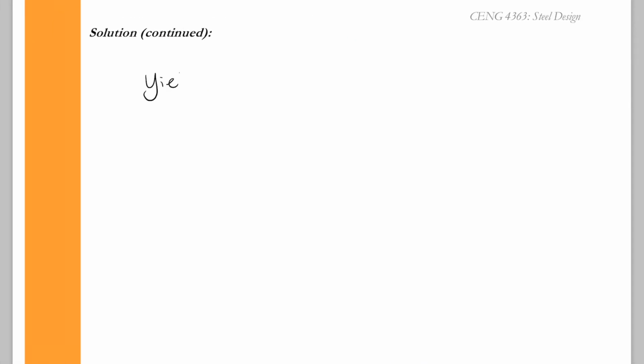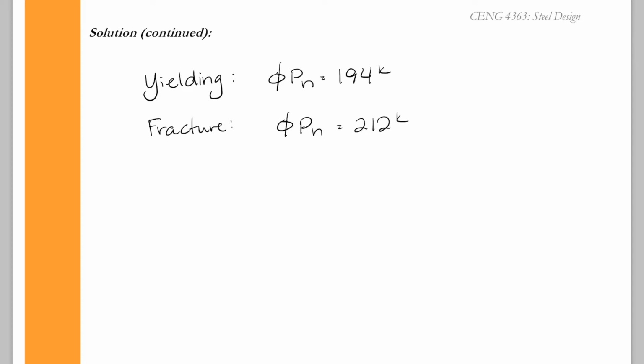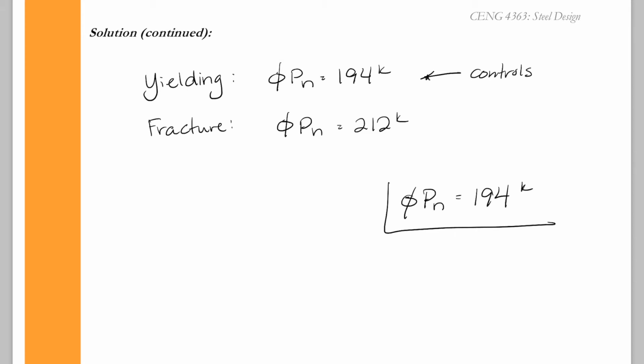All right, so we can then work towards our conclusion. For yielding, we calculated our design strength to be 194 kips. For fracture, we got a total design strength of 212 kips. And so we see that yielding in this case controls, and we would report our final design strength that this connection could hold as 194 kips. Now again, we could look at the splice plates, but because the combined thickness is higher, it's going to be not as critical as this 194 kips. So we're going to get all capacities higher than 194 there.